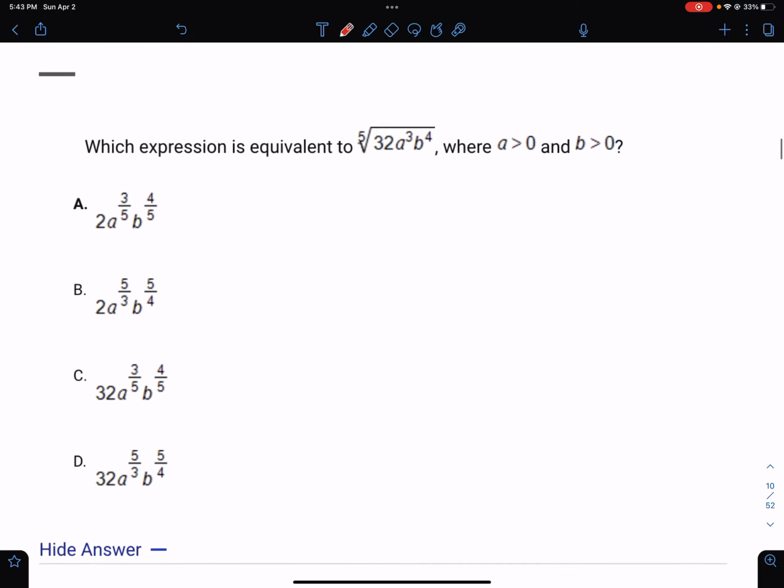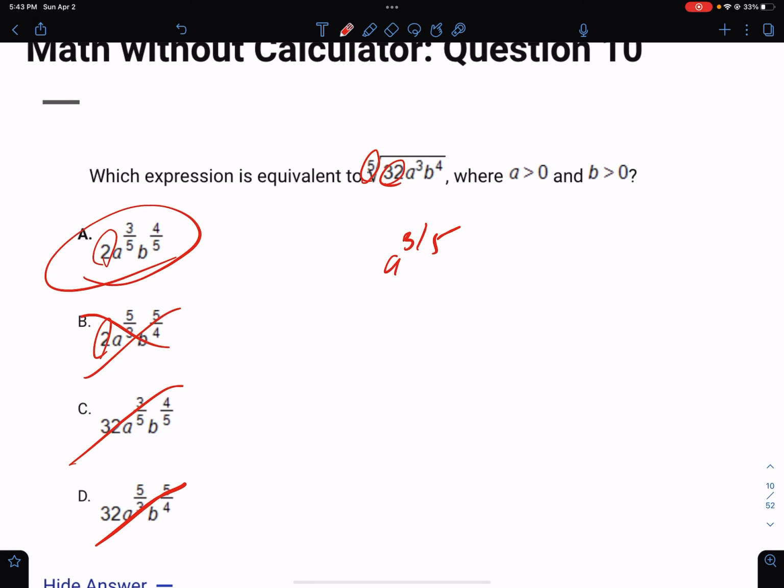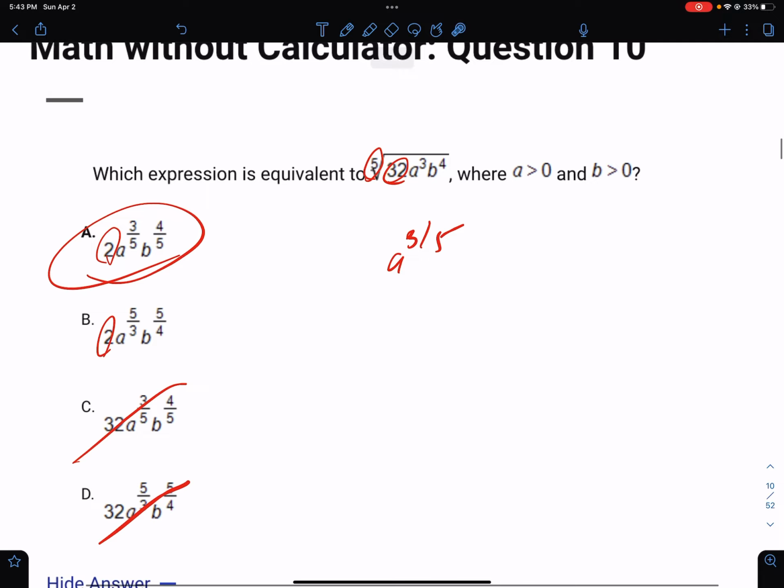Let's come down here for number 10. Interesting. Exponentials. Well, fifth root of 32 is already 2, so it's already A or B. From there, a to the 3/5. Okay, done. A. B is not good. This is not to the 5/3. It's to the 3/5. Cool.